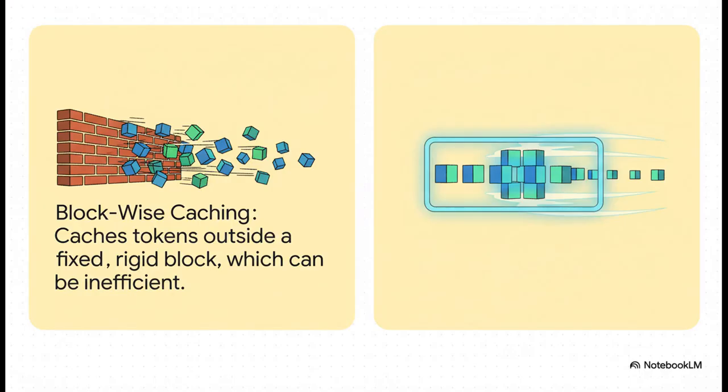So the first big idea is how it decides what to remember. On the left is the old way, a clunky, fixed block. But Elastic Cache uses a flexible, sliding window you see on the right. This window moves along with the action, making sure it always keeps the most relevant, nearby information handy. It's just a much smarter, more flexible approach, especially when the text gets longer.